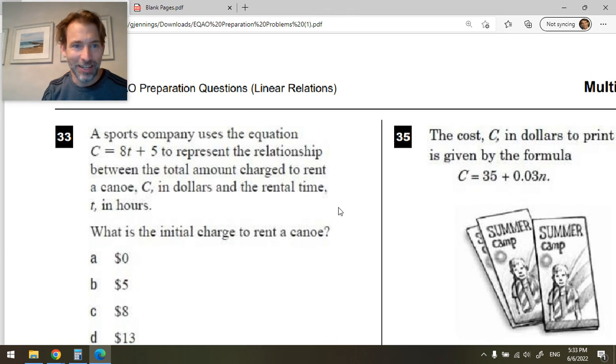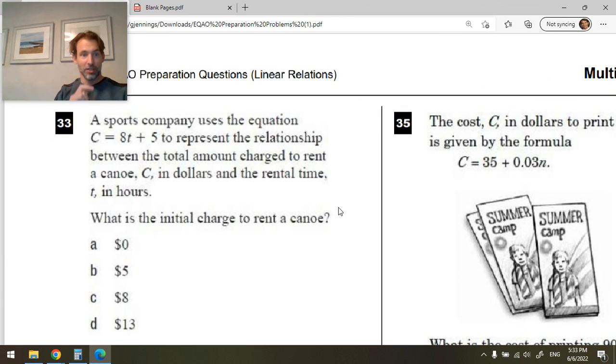All right, last one, then I get to fix this. A sports company uses the equation C equals 8t plus 5 to represent the relationship between the total amount charged to rent a canoe, C in dollars. Just the amount is C, cost, not canoe. C, cost in dollars, and the rental time, T in hours. What's the initial charge to rent a canoe? The initial charge is $5. If you rent it for 0 hours, then you would pay $5. That's the initial cost, the cost you pay initially. And then you pay $8 per hour.